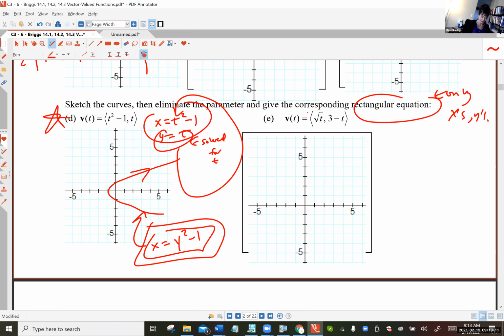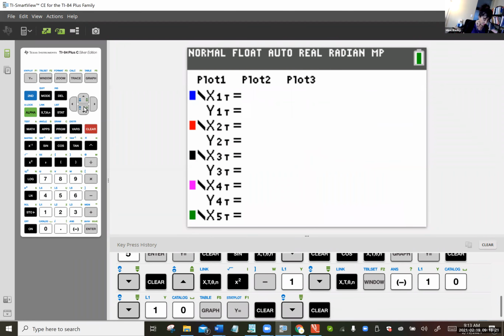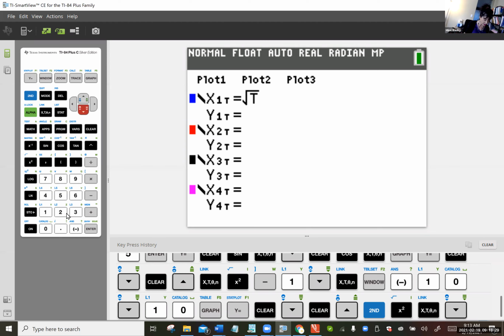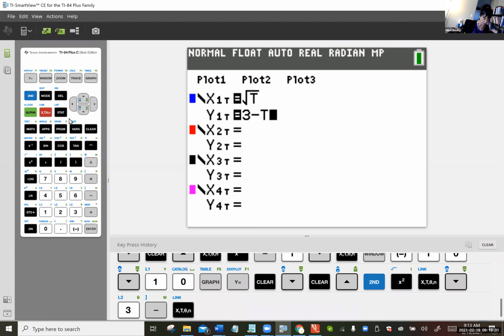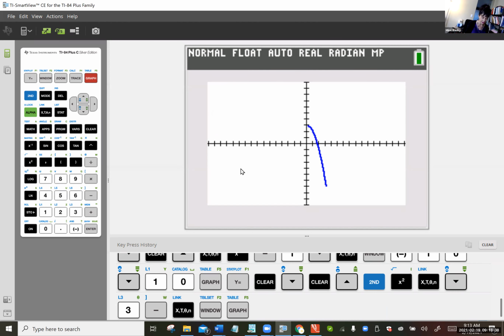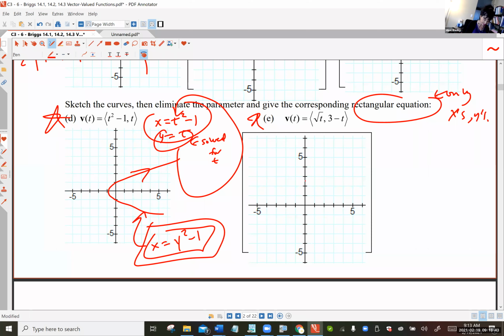So how would you do the same thing for letter E? Well, let's graph letter E first, just to see what it looks like. If I go back to y equals and clear these out, my x equation is square root of t, and my y equation is 3 minus t. Don't blink because you want to see the direction. Let me check my window, -10 to +10. Hit it. Whoa, it looks like it's just half of a parabola, and it looked like it was going down, so it was like this. All right, there it is.